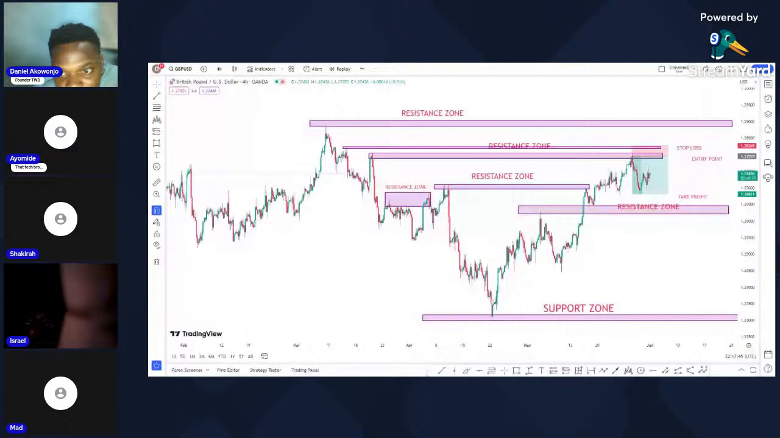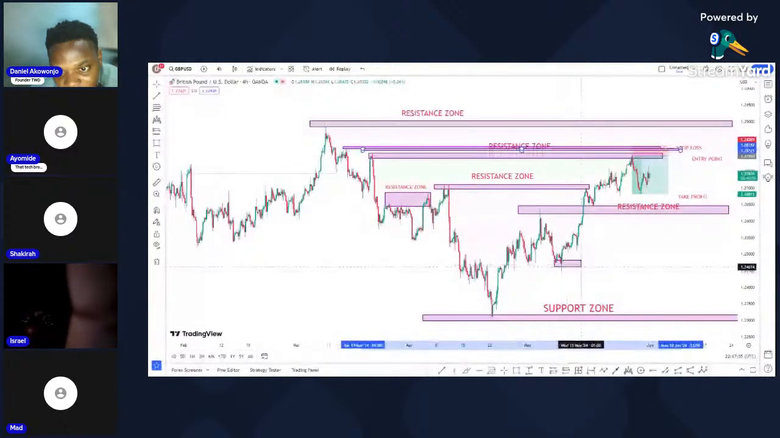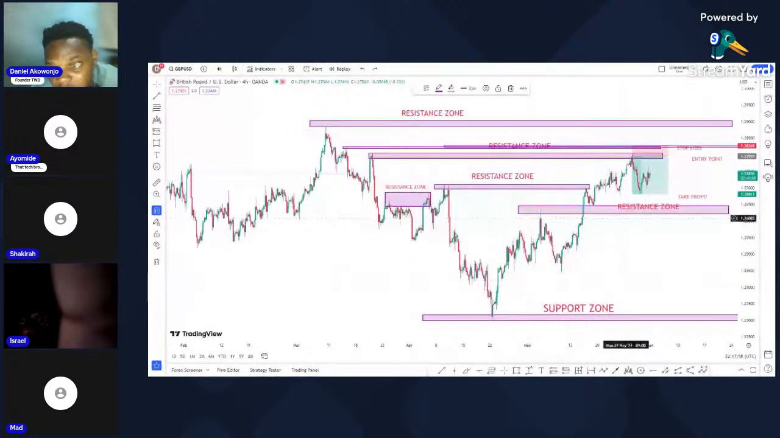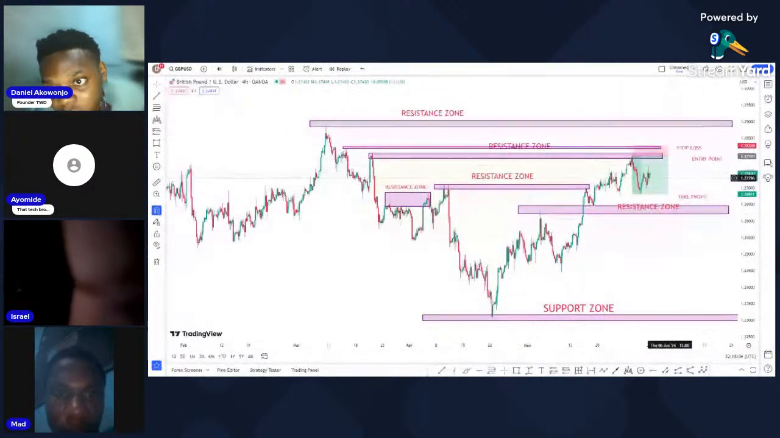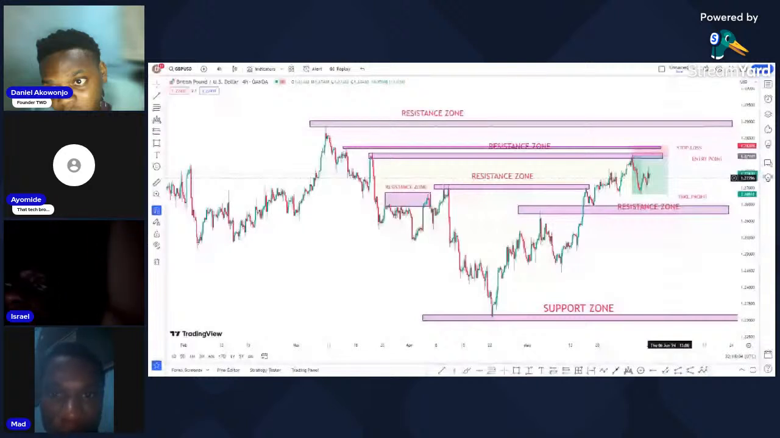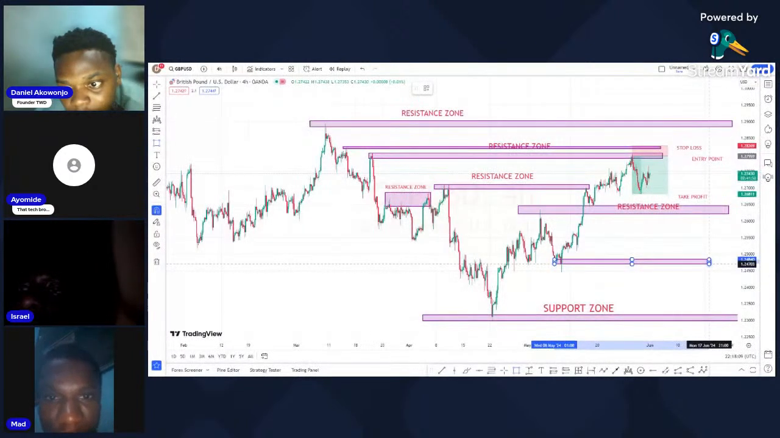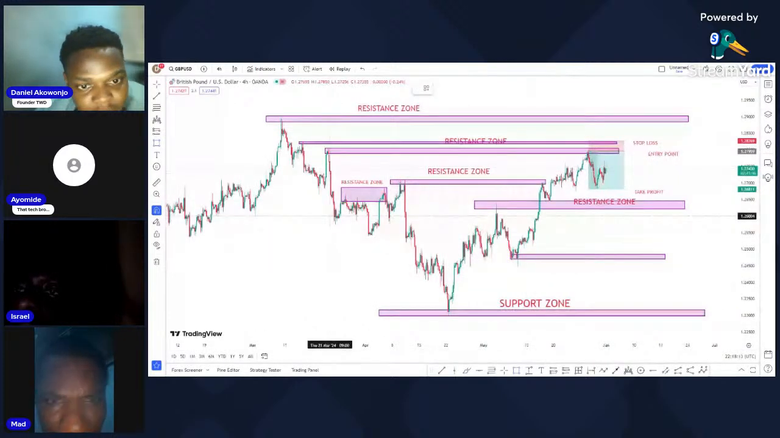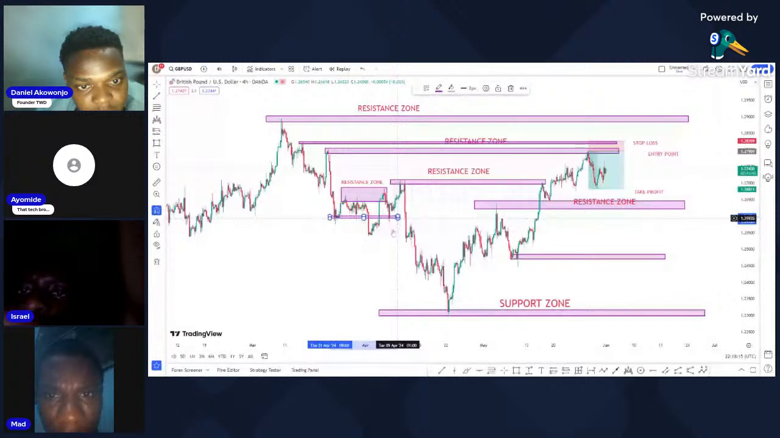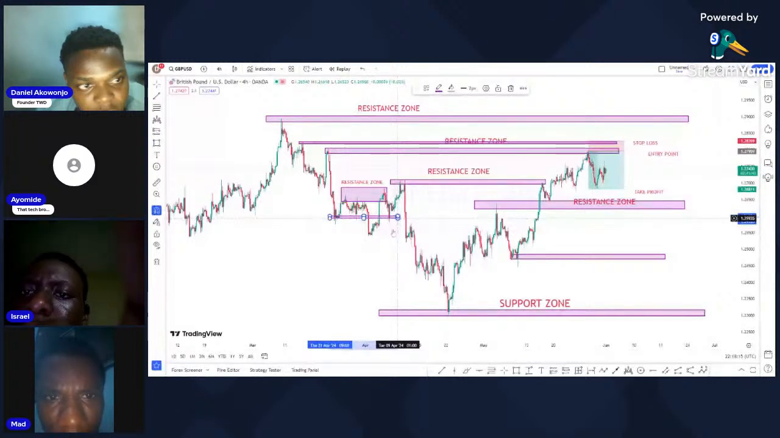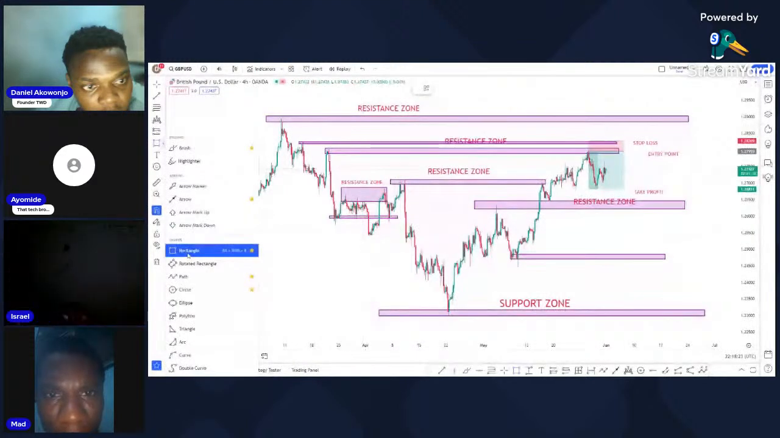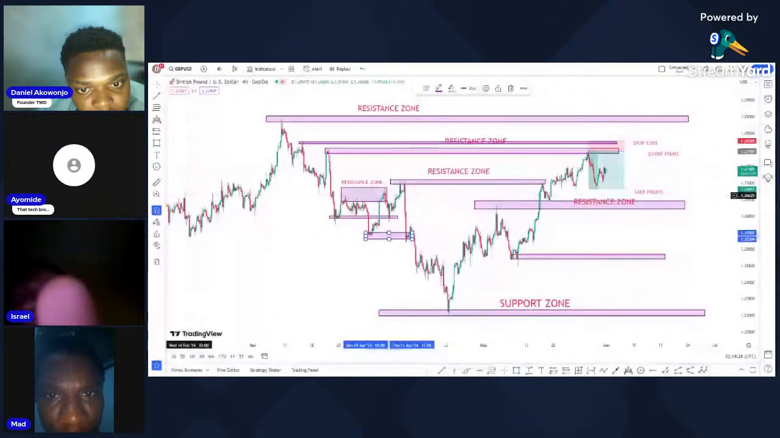Now for every support zone, that is where the sellers actually... Pay attention to something there. So good. That's the support zone. And I hope everyone is paying attention. Support zone.